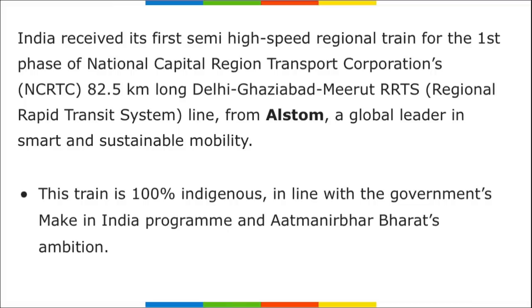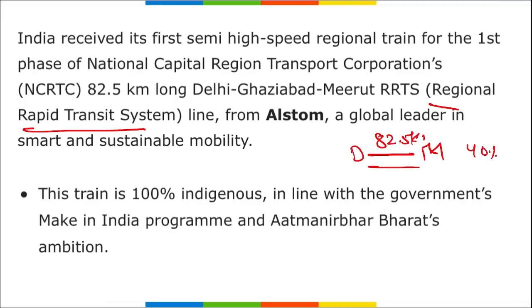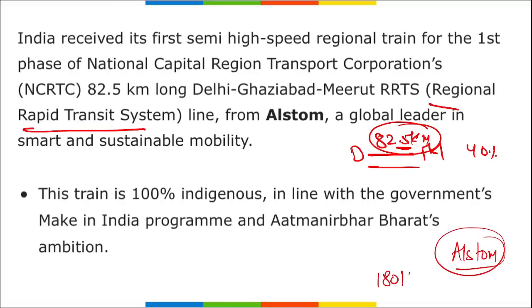So the question can be asked, this regional rapid transit system has been between which two locations? It is between Delhi and Meerut. This will reduce the time by 40%. This train is a high speed regional train under the first phase of NCRTC. This train has been developed and delivered by Alstom. It will have a high speed of 180 km per hour.